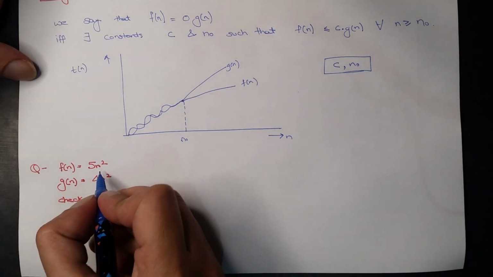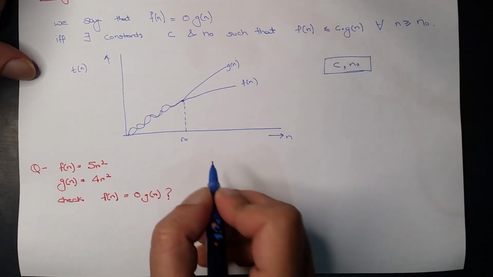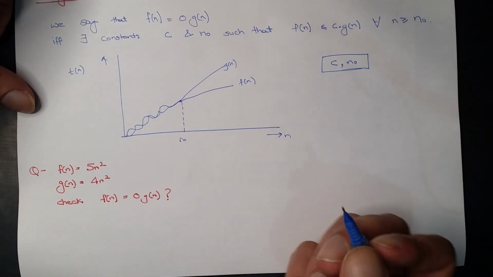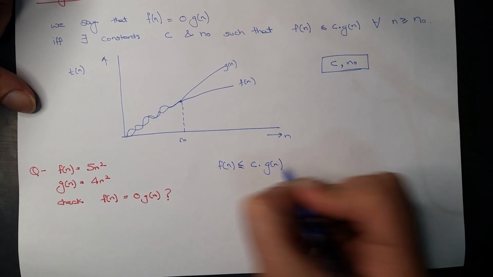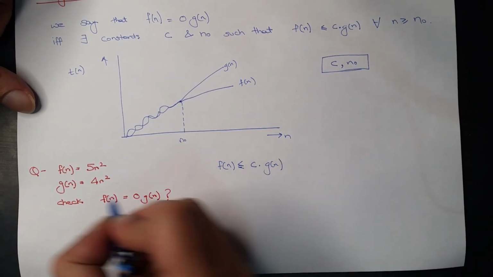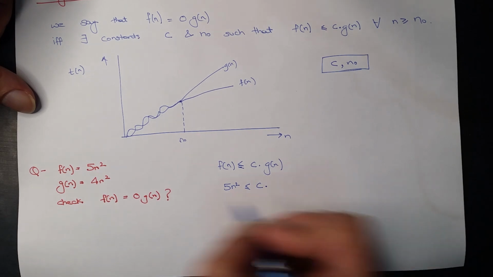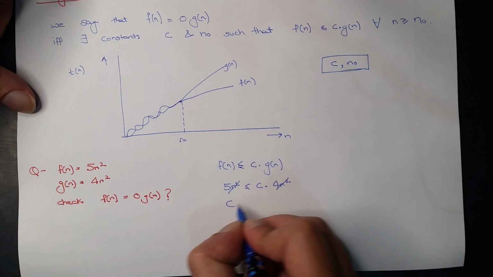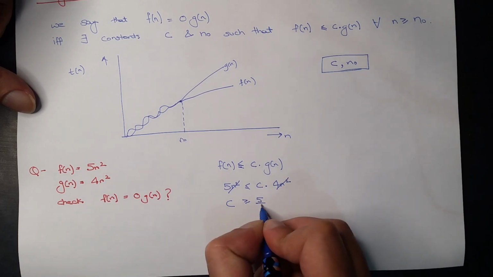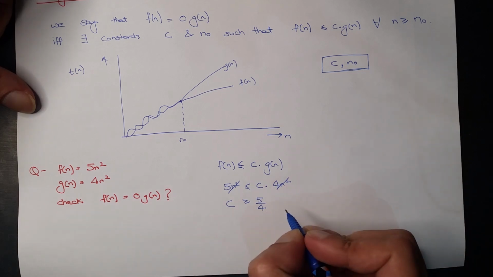f(n) is equal to 5n square, g(n) is 4n square, and we have to check if f(n) is equal to big O of g(n). We assume that f(n) is equal to big O of g(n). Then f(n) is less than or equal to c dot g(n) using the formula. So f(n) is 5n square, c is c, and g(n) is 4n square. We can write c is greater than or equal to 5 by 4. We can choose any c value based on which we will get an n naught value.